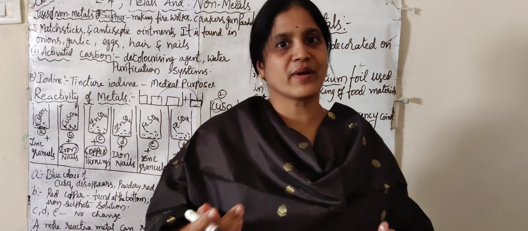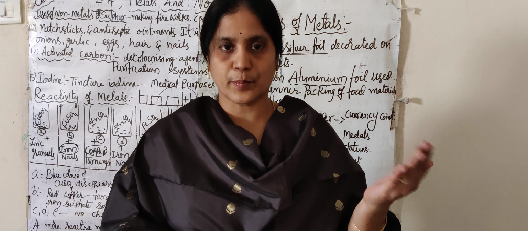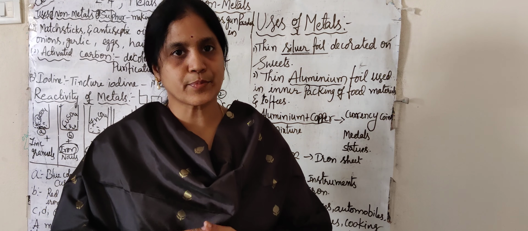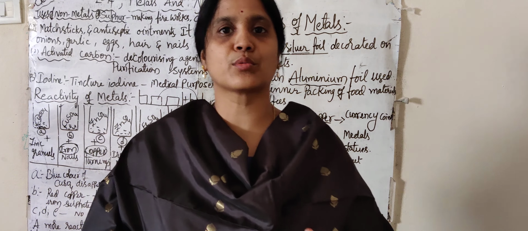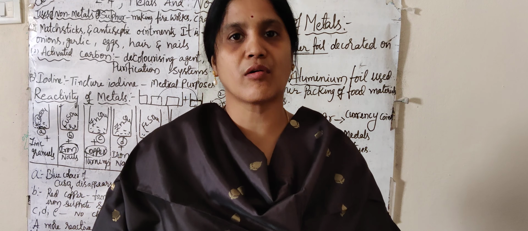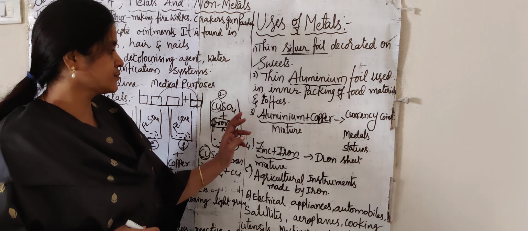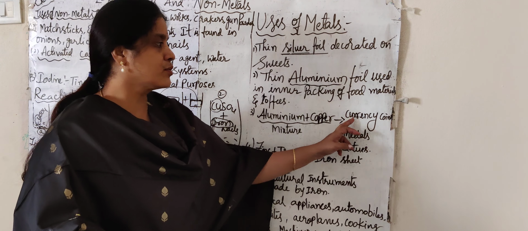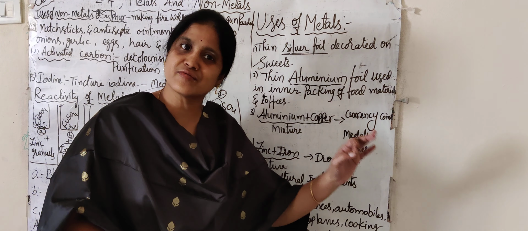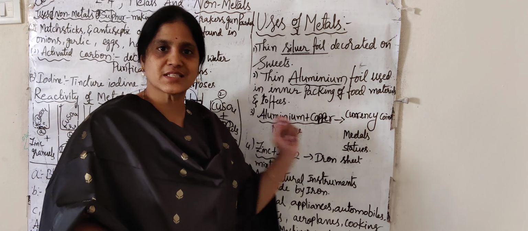Through single metals, they cannot prepare the item. So to get strength and the desired properties, they mix two or more metals. So the combining of two or more metals is called an alloy. So these are all alloys, and they can be used in the preparation of currency coins, medals, and statues also. This aluminum and copper mixture is used.